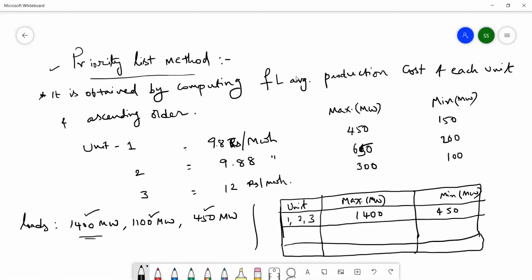Now what about the second load? In order to meet the 1100, here the minimum is 350. Now tell me how many units I need to run. In the general case, all three units will run. But whereas we are considering the unit commitment problem and taking the solution in the priority list method, we need to consider only the particular units which can meet the corresponding load.